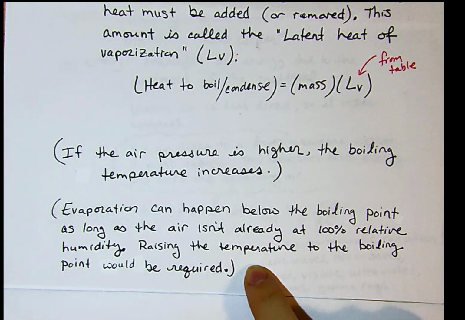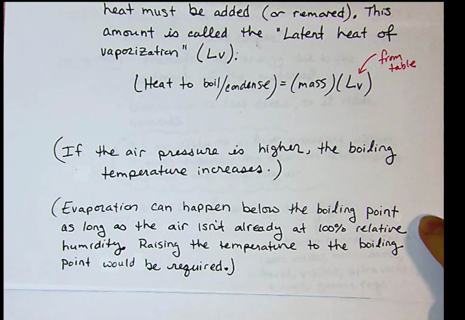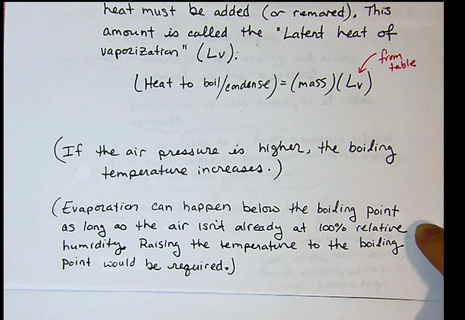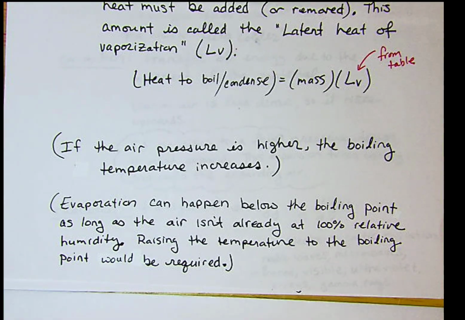And it's also worth noting that water doesn't have to be at the boiling point to evaporate. Right? Evaporation can happen below the boiling point as long as the air isn't already at 100% relative humidity. And I'm pretty sure you would know a really humid day when you felt one, right? On those really humid days, it's harder to evaporate your sweat. On really humid days, you can't have evaporation unless you get the temperature up to the boiling point. At the boiling point, you can force the evaporation. You can force it to become a gas.